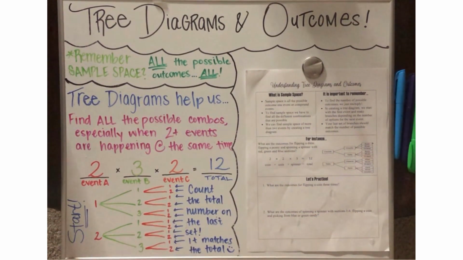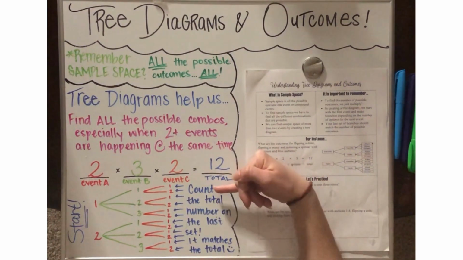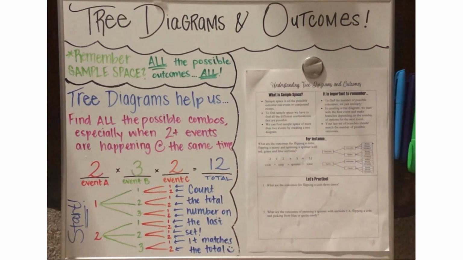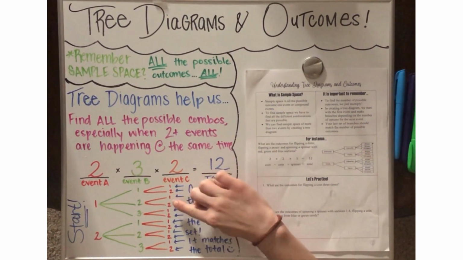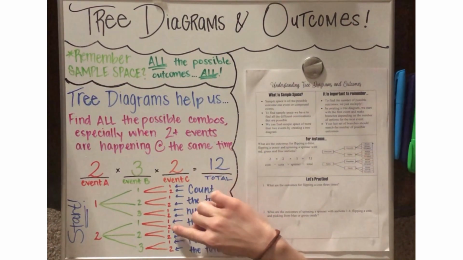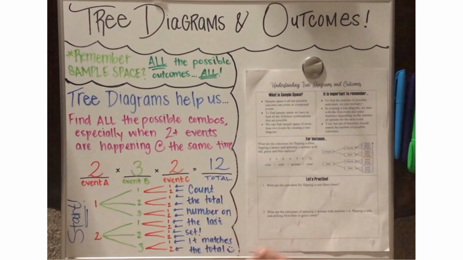Now for our final event, we just have 2 possible outcomes, so we branch 2 off of each of our previous ones, okay? And I listed them as 1 and 2. Then if you count the total number in our last set, which we have 1, 2, 3, 4, 5, 6, 7, 8, 9, 10, 11, 12. It should match your total that you get when you multiply, which is perfect, all right?